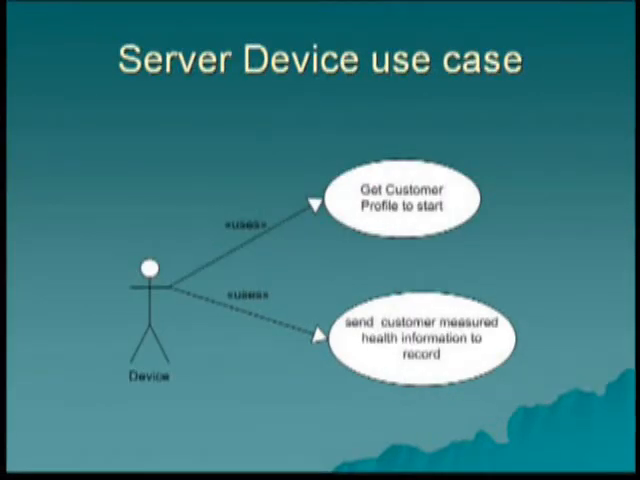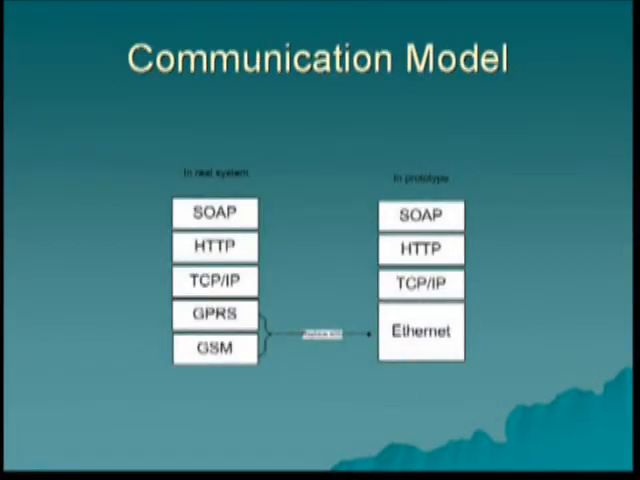Now, if we consider the device as an actor, there will be two main use cases. First, getting the customer profile for initialization and start. Second, sending customer health information for recording to the server. The communication model in our system will be like this: SOAP on HTTP, TCP/IP over GPRS GSM. Since our device does not have a GSM unit, we have to replace the GPRS GSM layer with Ethernet in our prototype.